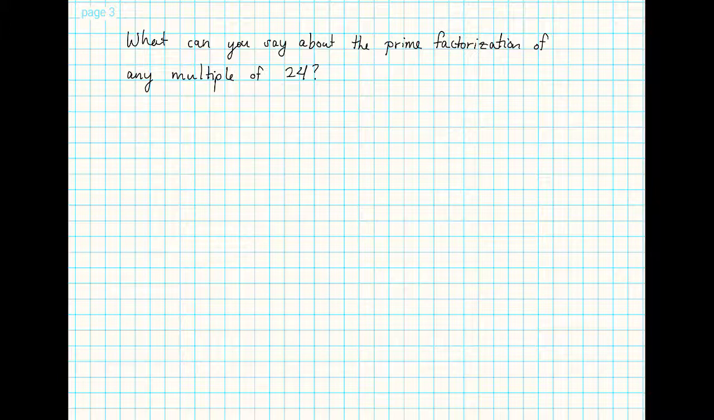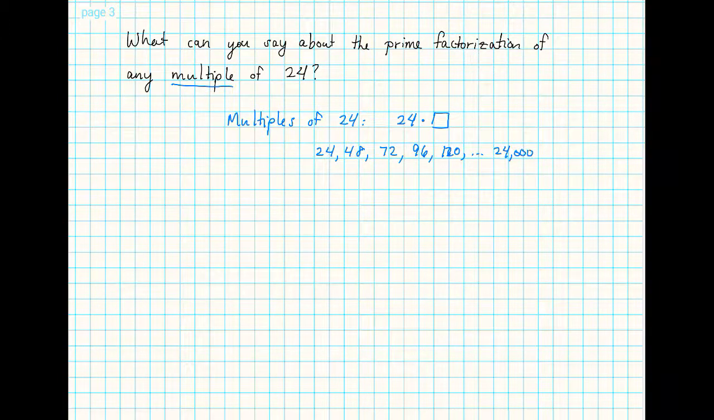So if I want to look at the prime factorization of any multiple of 24, so multiples of 24 are any number that is 24 times something. So multiples of 24: 24, 48, 3 times 24 is 72, 96, 120. Okay, so these are all multiples of 24. So 24,000 is a multiple of 24. Whatever 24 times 17 is.